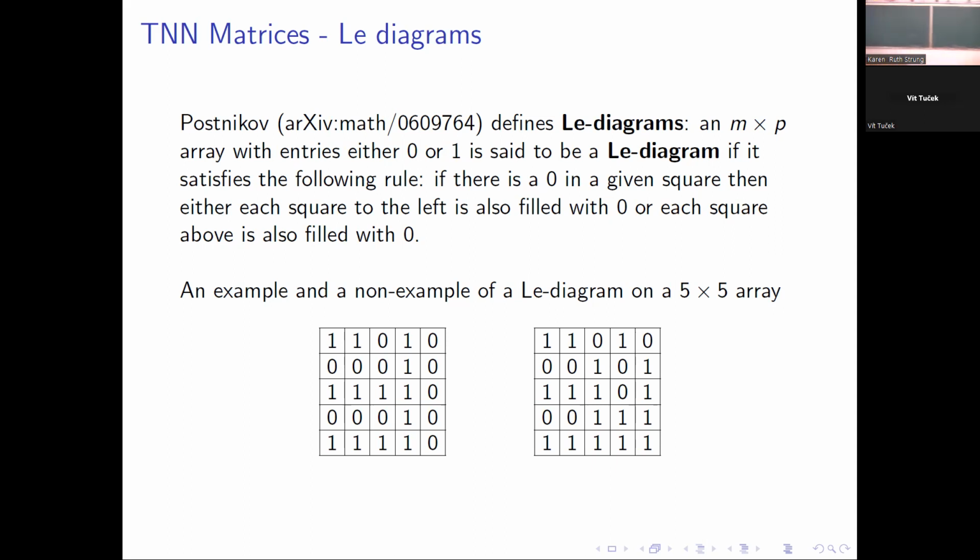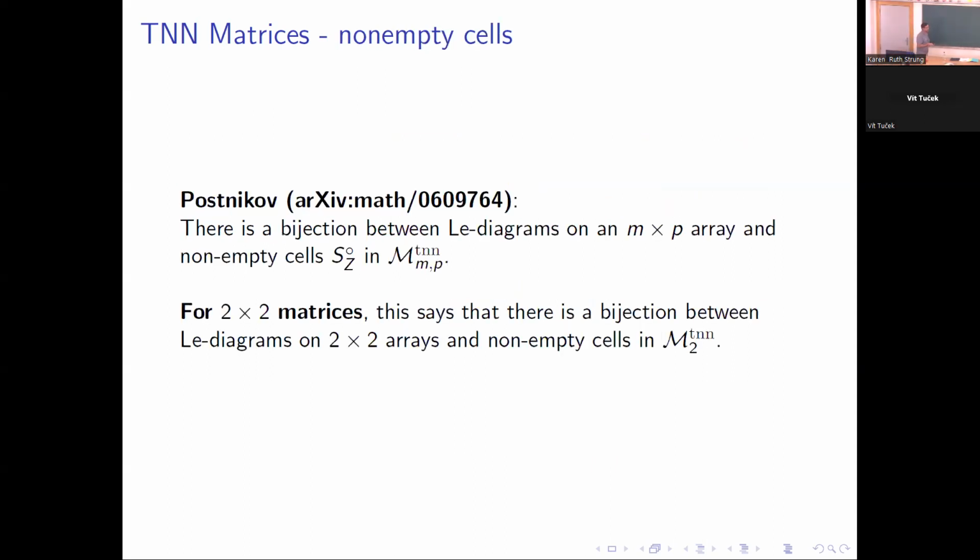Right, so Postnikov did prove that there is a bijection between the non-empty cells and the Lie diagrams of the same size, of course. So each non-empty cell is parameterized by a unique Lie diagram. There is kind of an explicit construction to go from one to the other. One part of the bijection is easier than the other one. I'm not going to insist too much on that. And so for 2 by 2 matrices, this says that there is a bijection between Lie diagrams on a 2 by 2 array and totally non-negative cells in 2 by 2 matrices. You have 14 of them.